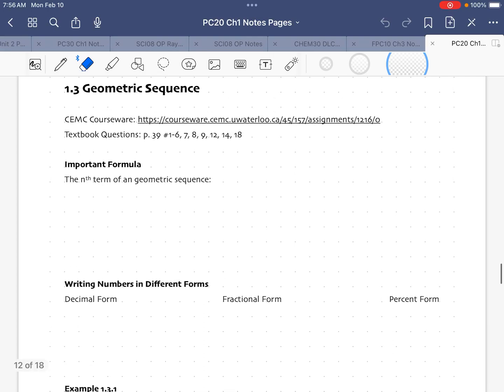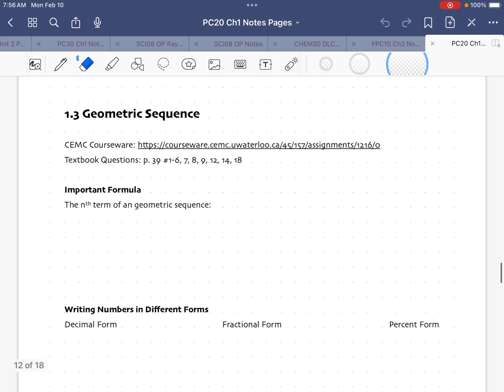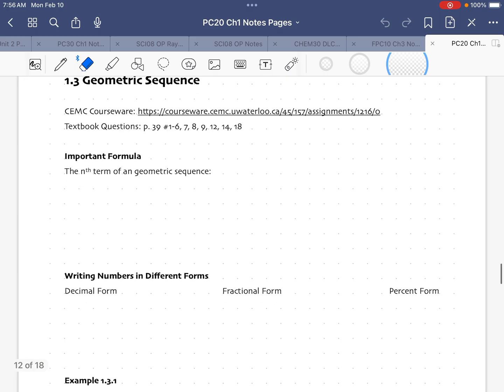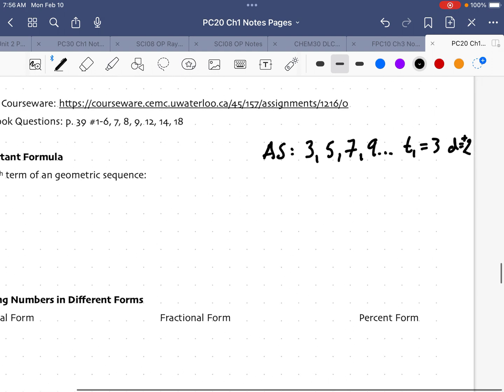All right, let's take a look at 1.3 geometric sequences. To start with, we'll compare a geometric sequence to an arithmetic sequence. So here would be an arithmetic sequence. An arithmetic sequence would be something like 3, 5, 7, 9, dot, dot, dot. Our term 1 is equal to 3, and our common difference is equal to plus 2. We're adding 2 each time.